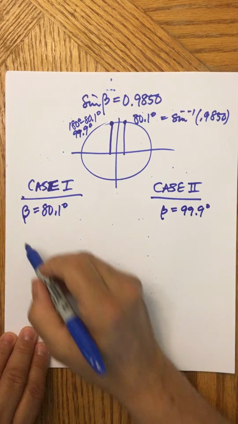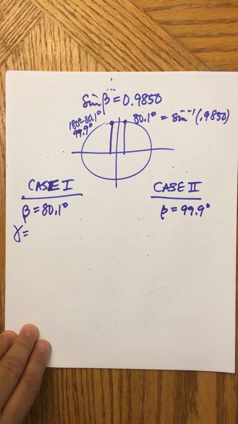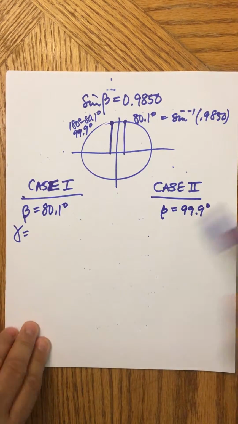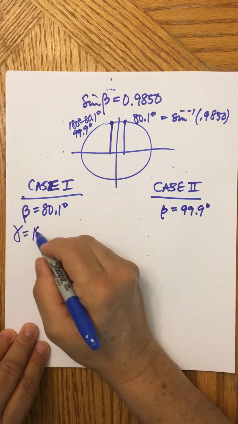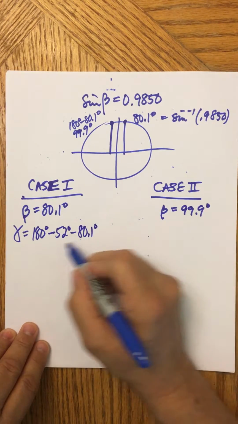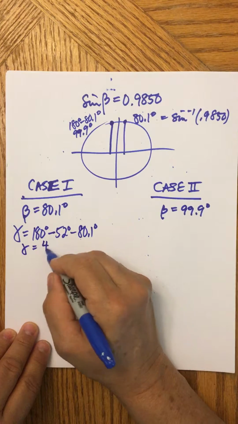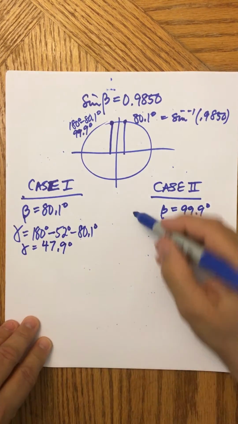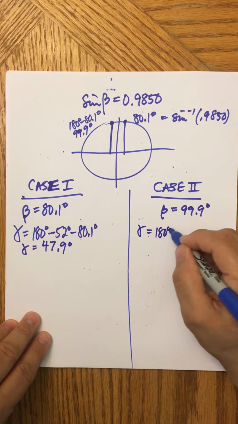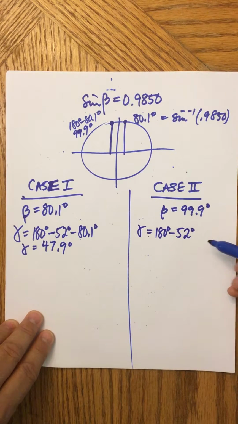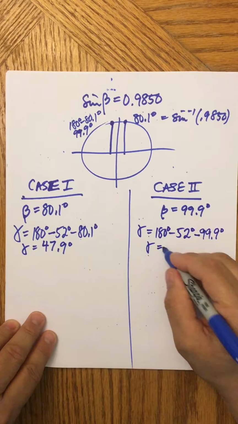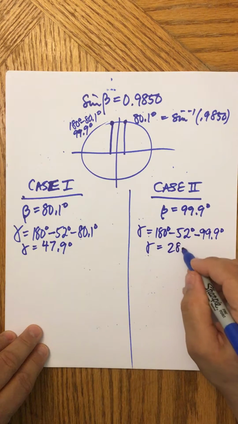Okay. So when you do solve for your last angle, you know alpha's 52, so you'd say, well, okay, if beta is 80.1, I'd have 180 minus 52 minus 80.1 degrees, and that's going to give me gamma is 47.9 degrees. Okay, and let's take a look at this case just so you can see that it should come out. So here it's 180 degrees minus your alpha, which is 52 degrees, minus now your beta for this case, which is 99.9 degrees. And gamma comes out to be 28.1 degrees.